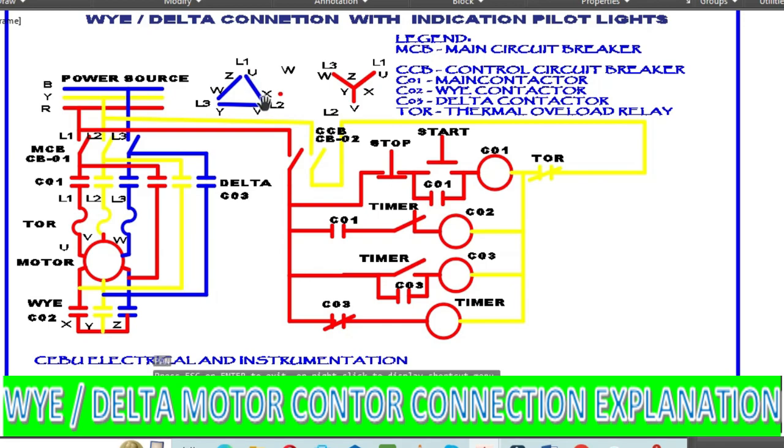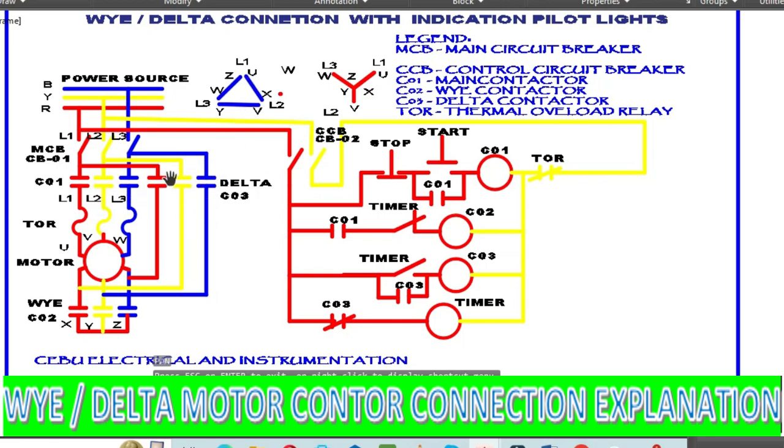This is the ending of the winding, as well as this the beginning of the winding and this the ending of the winding, and so on. So you have here 6 leads out: U, V, W, X, Y, Z. So what are the requirements for the delta connection?